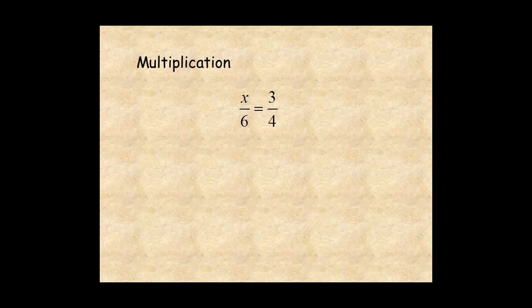You can also use the multiplication property of equality. In this example, multiply both sides of the equation by 6. On the left, 6 over 6 is 1, and the variable is left by itself. On the right, 6 times 3 over 4 is 18 over 4, and the solution is x equals 4.5.